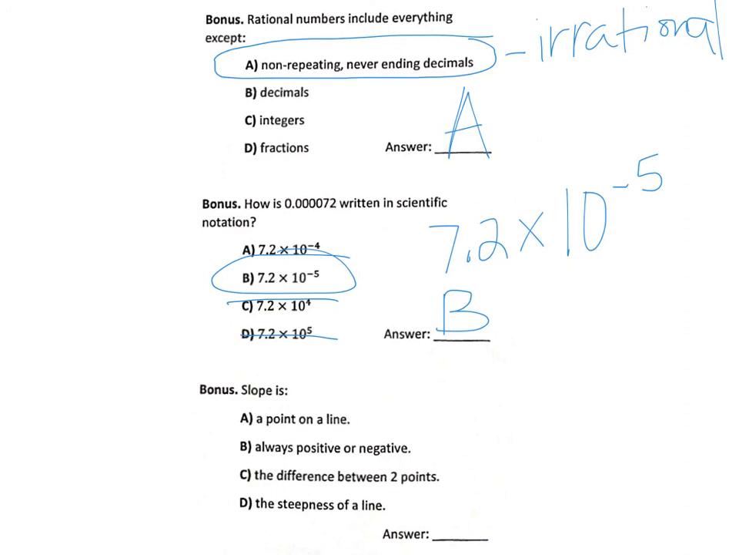And then the last one, slope is the steepness of a line. We've talked about roller coasters, and the steeper it is, the bigger the slope is. Make sure that you are checking your work and understanding your mistakes and finishing your error analysis.